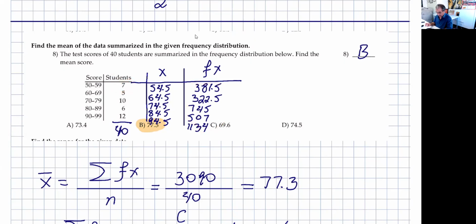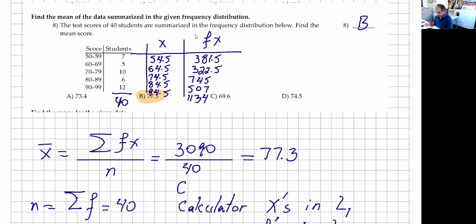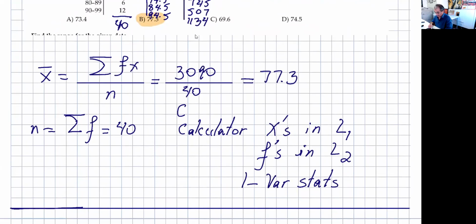So you add them, and it's 3090. Divide by 40, which is the sum of the frequencies, and it's 77.3. So B is the answer for this one. Or you can use your calculator. Put x's in L1, frequencies in L2, and just do one-variable stats. Don't forget to put L2 in the frequency list.